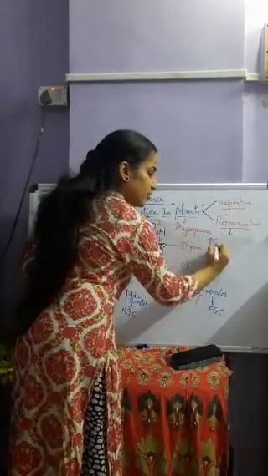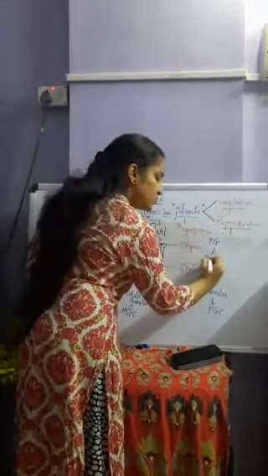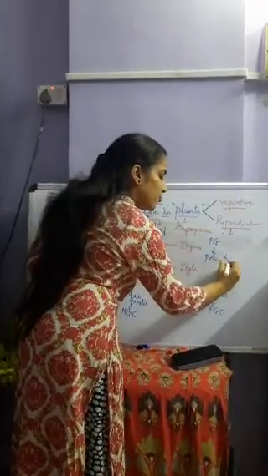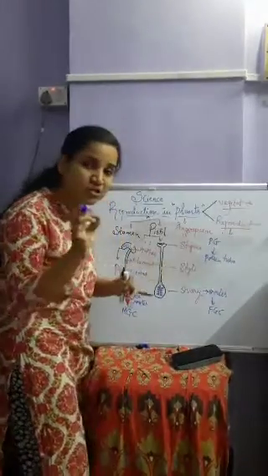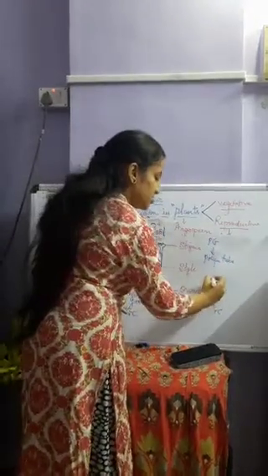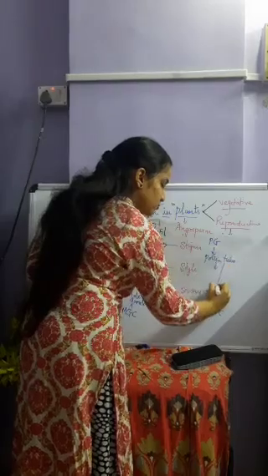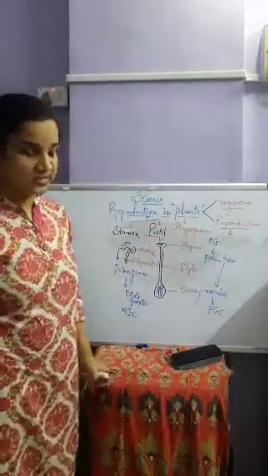So what is happening? The pollen grain is going to form a pollen tube. Through the pollen tube, the male gamete is present inside this tube. That is going to reach till the ovules.